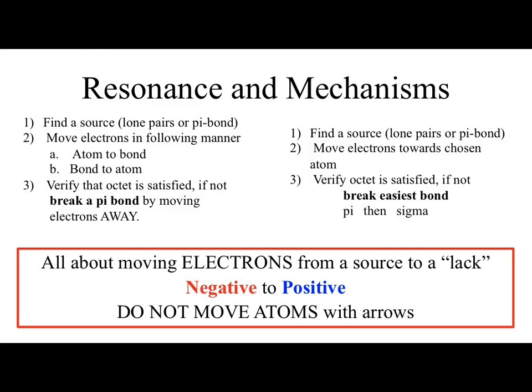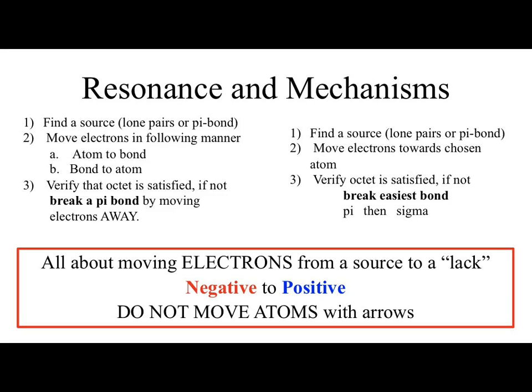So we'll verify that our octet is satisfied. If it's not satisfied, we can either break pi bonds by moving it away, or we leave a formal charge. Okay? One of the more common ones that I've been noticing students leaving out is the bond to atom. A lot of people don't like to put a charge on an individual atom or a negative charge on an atom. That's fine. You're allowed to do that. Show that resonance structure because it is important. It is a contributor to your overall reaction.